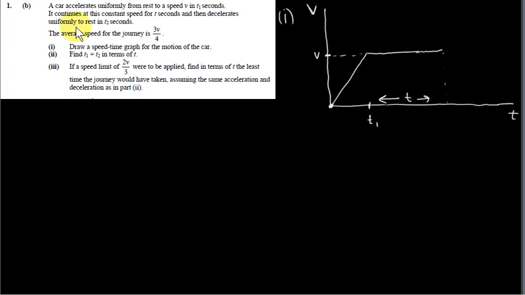It then decelerates uniformly to rest in t2 seconds. Decelerates uniformly means it has a negative acceleration, so the slope of the velocity time graph for this section will be negative. We'll have a line with a negative slope. What this slope is, I don't know, but we're given that it decelerates in t2 seconds.